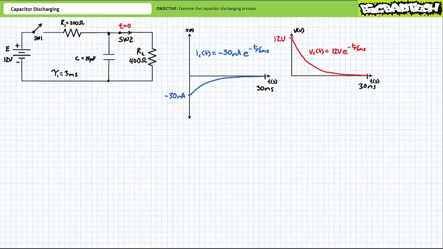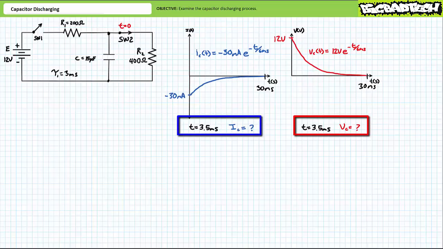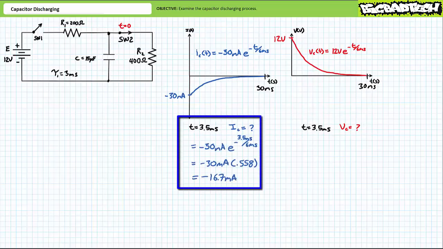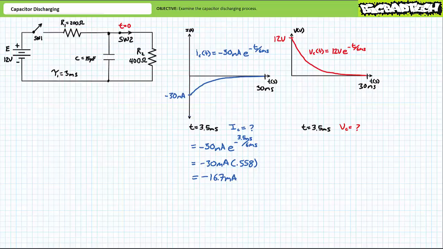Given these functions, one can perform analysis of the transient discharge process at specific points in time. Let's say we're being asked to solve for the instantaneous value of current through and voltage across the capacitor 3.5 milliseconds into the discharge process. Substituting 3.5 milliseconds into the current through the capacitor as a function of time equation yields an instantaneous value of roughly negative 16.7 milliamperes. Why is it negative?